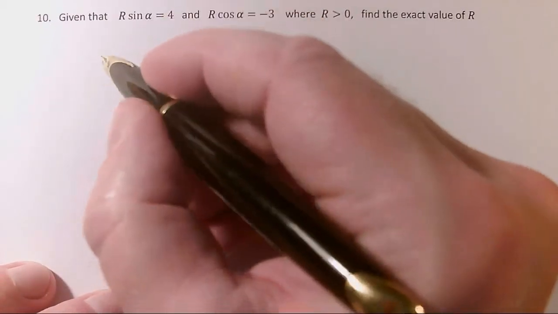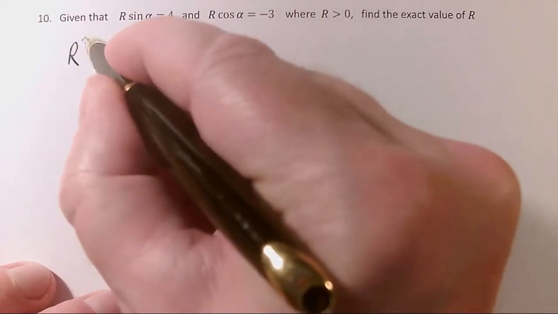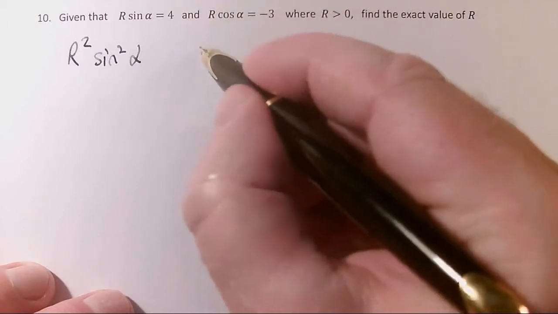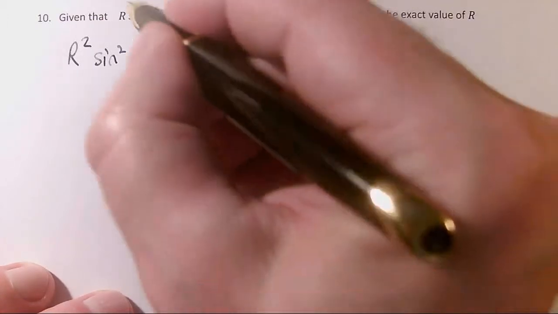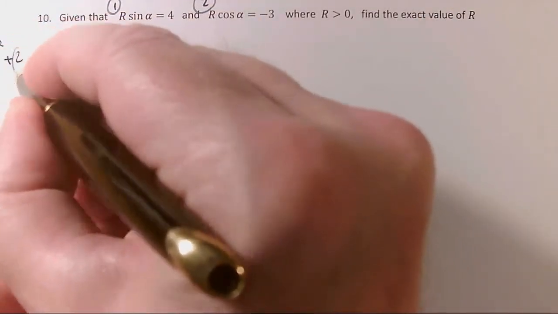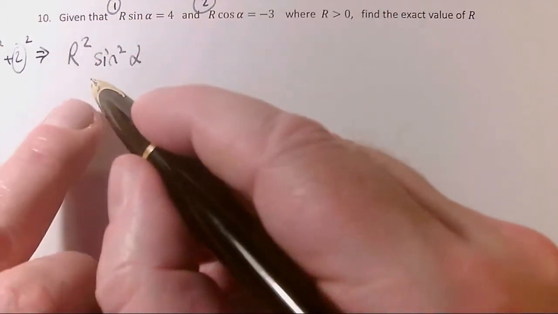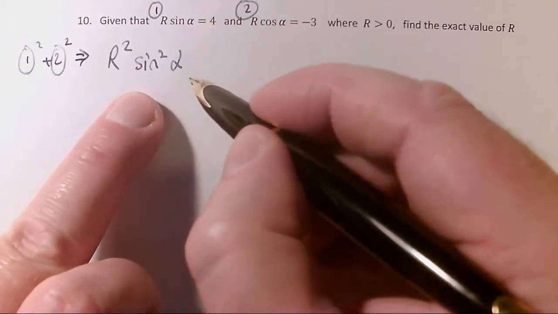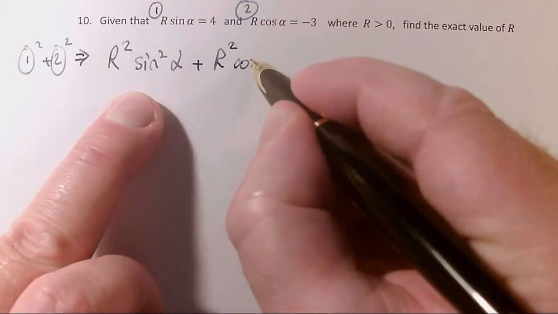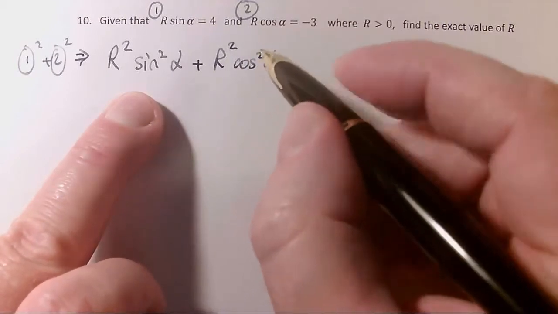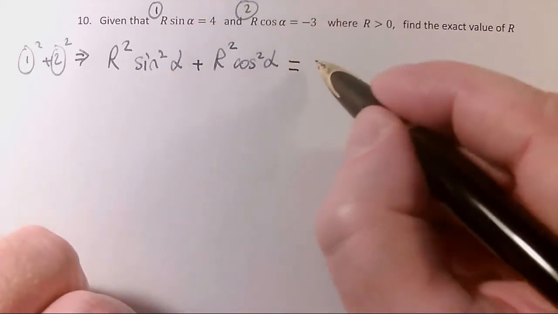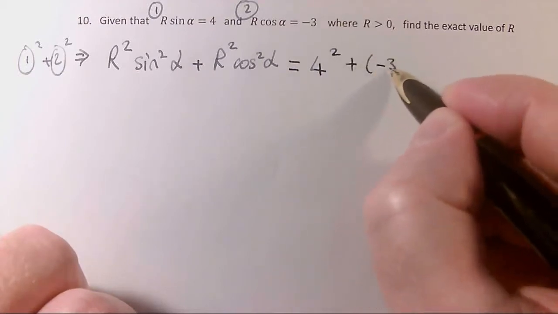Okay, if I square both of these equations, I'm going to get r squared sine squared alpha. And if I square the other one, that's going to give an r squared cos squared alpha. What I'm going to actually do, call them equations 1 and 2, I'm going to do equation 1 squared plus equation 2 squared. So I've got the left-hand side of equation 1 squared, but I want to add the left-hand side of equation 2 squared, so that's r squared cos squared alpha. And if the first thing was 4 and the second thing was minus 3, this must be the same thing as 4 squared plus minus 3 squared.